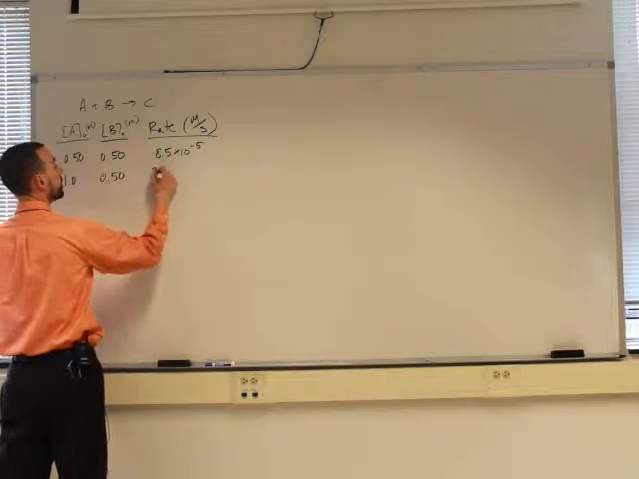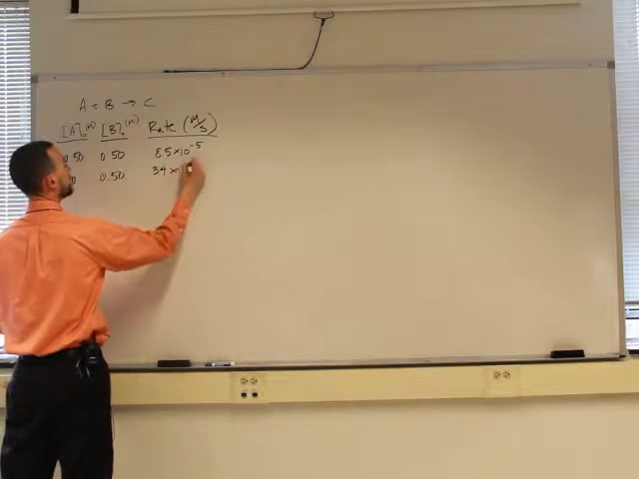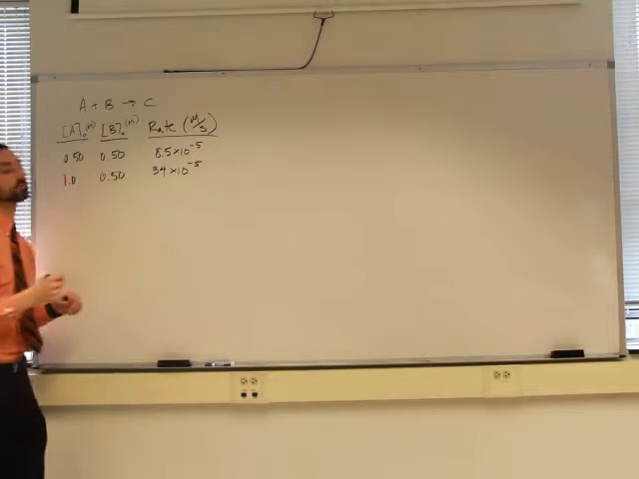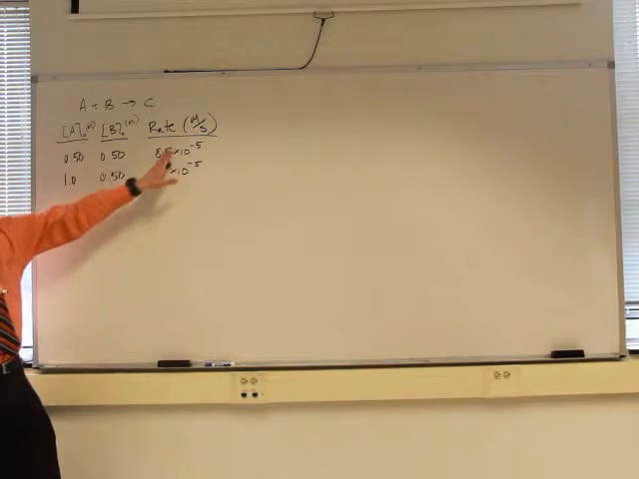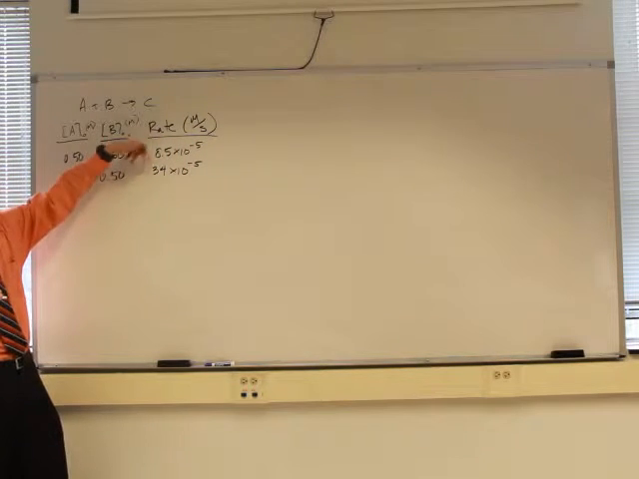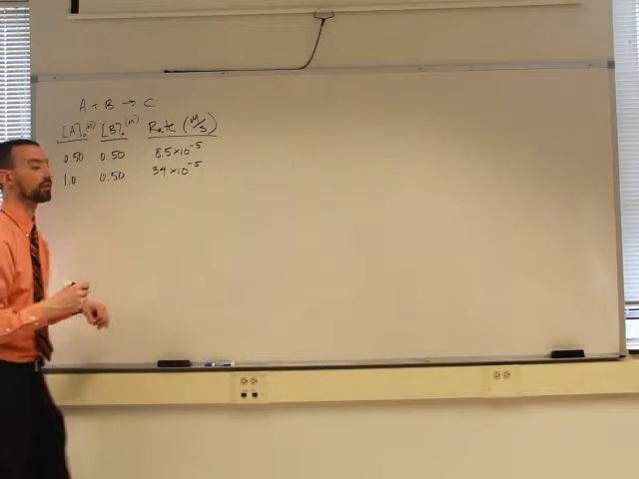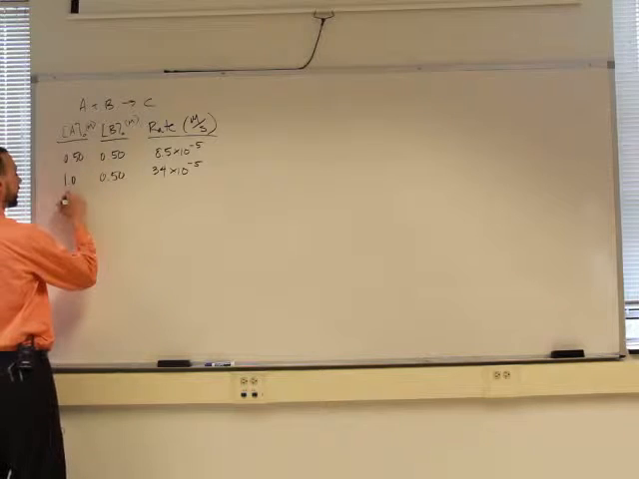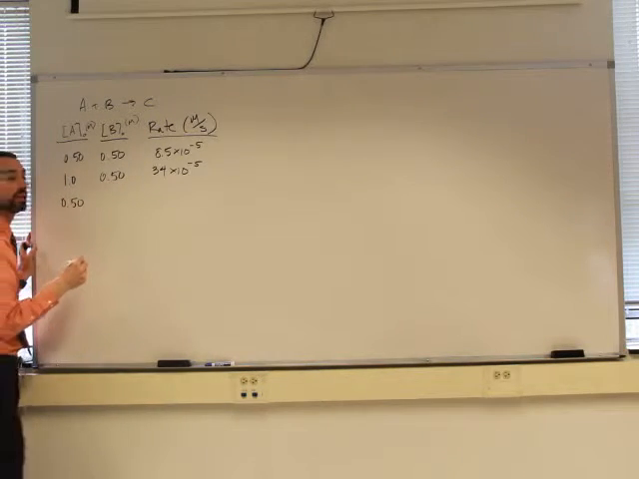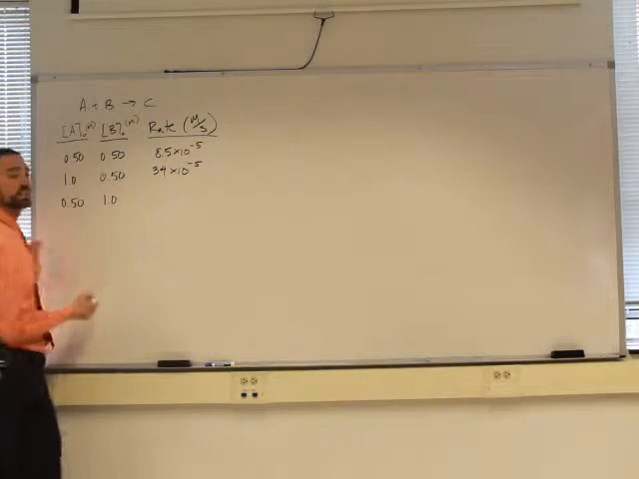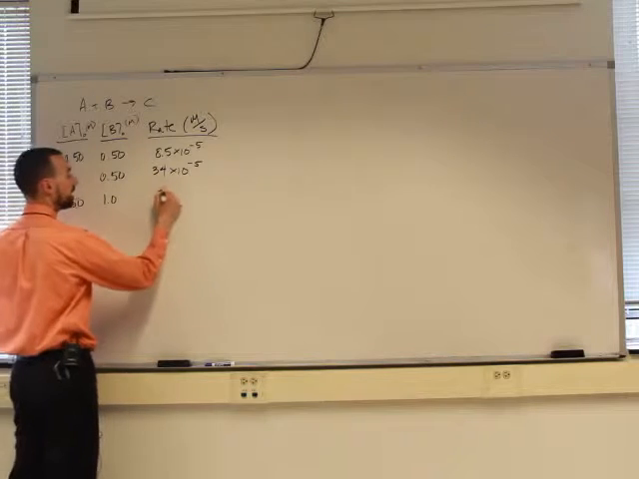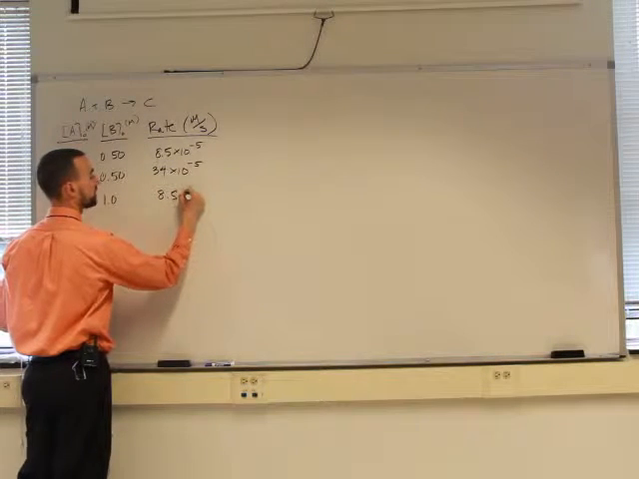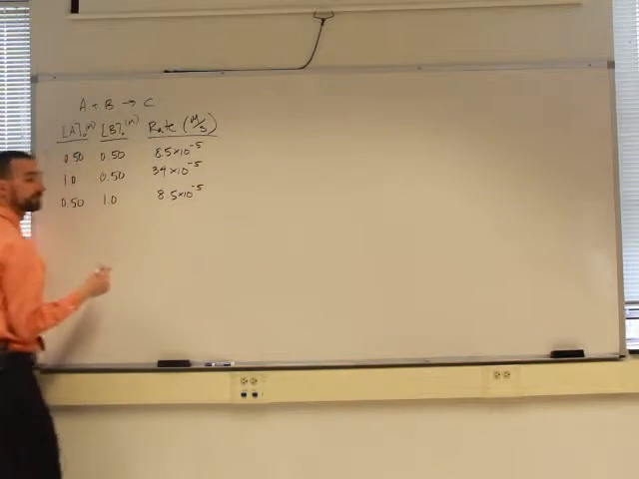So 34 times 10 to the minus 5. It's kind of weird to put it that way, but this lets us ignore the powers of 10 and just compare these numbers. It's a little easier. And then for trial 3, I'm going to return A to its original value, and now I will increase B to 1.0. And I get 8.5 times 10 to the negative 5 again.